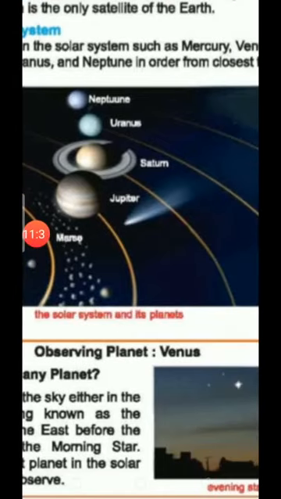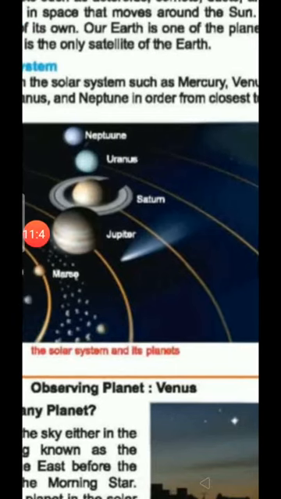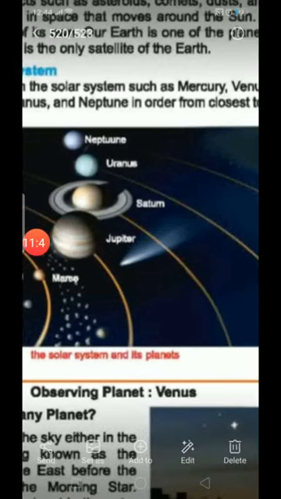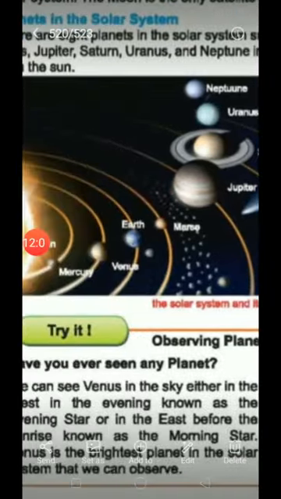Next one, Saturn. Saturn has a circle around it. And next one is Uranus. Last one is Neptune. And there was another last planet, whose name is Pluto. But Pluto is very small. Now it has disappeared from this solar system, but sometimes it comes again, sometimes it goes to other places. So we will say that 8 planets are there.